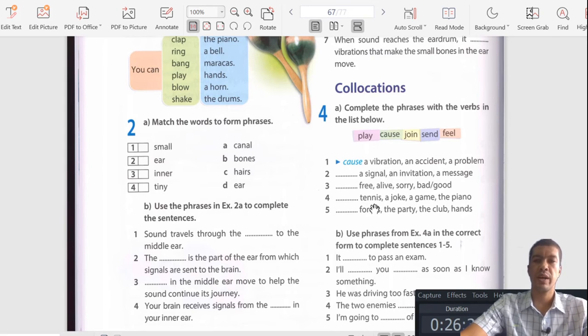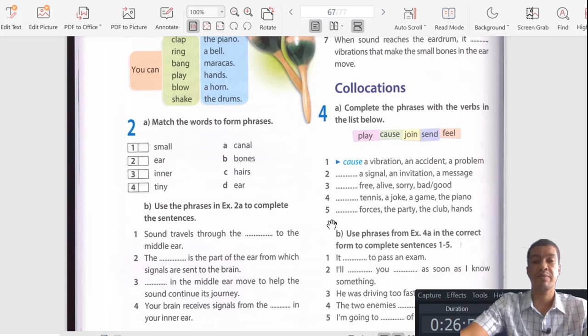Right, moving on to our next one. Okay, what can we do with tennis, or a joke, or a game, or the piano? Can we cause it? Can we join it? Can we play it? Well, I know from experience that we play tennis and we play a joke on someone. Alright, so the correct answer is play.